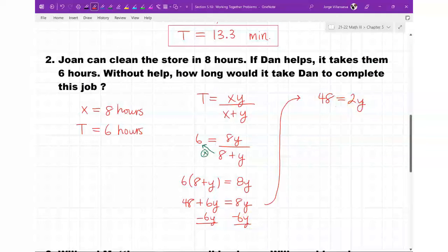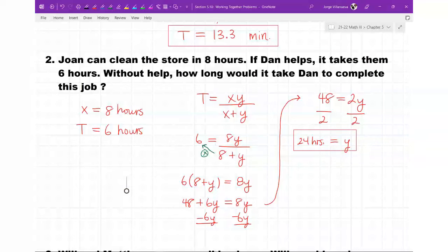And at that point, division. So Y is equal to 24 hours. That's how long it's going to take Dan to clean the store that they're talking about. A whole day. So that means Joan is very efficient, because if she can do it in 8 hours and it takes Dan 24 hours, Dan's either messing around and sleeping and not doing anything, or he's just a slow cleaner, right? But there's your answer, 24 hours.